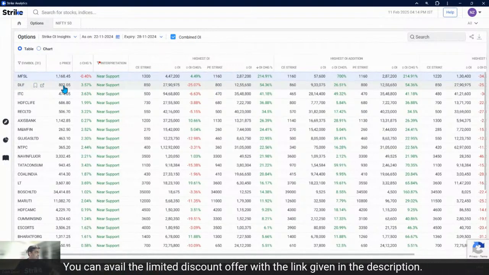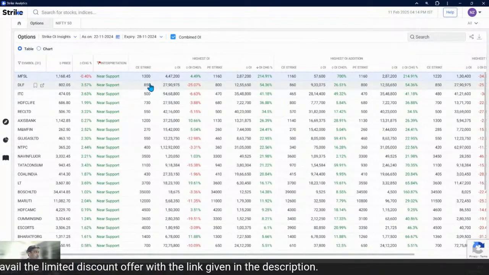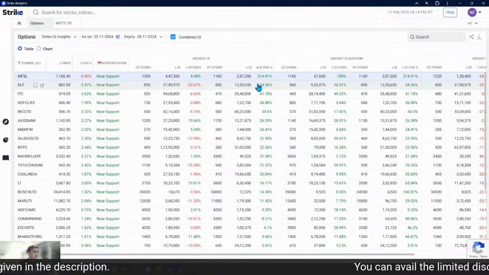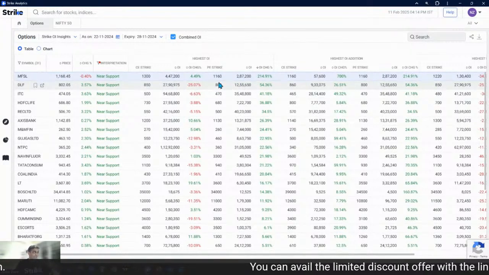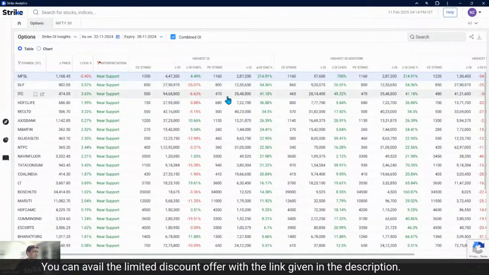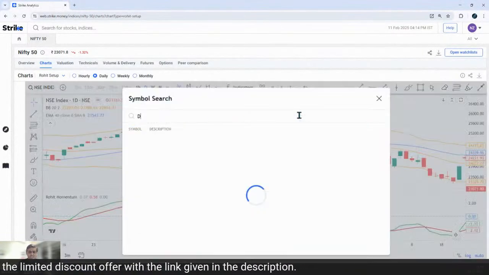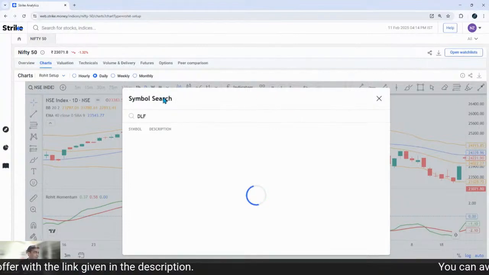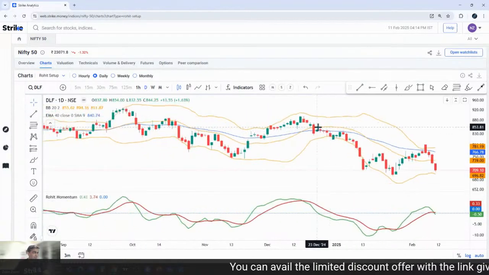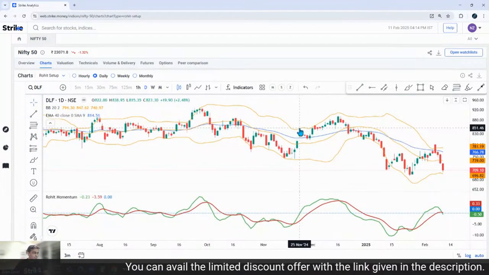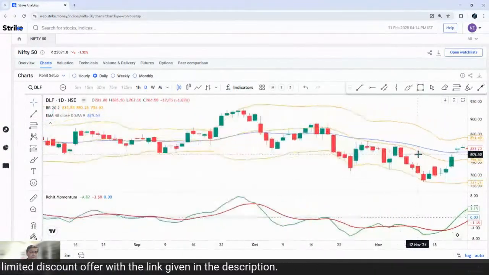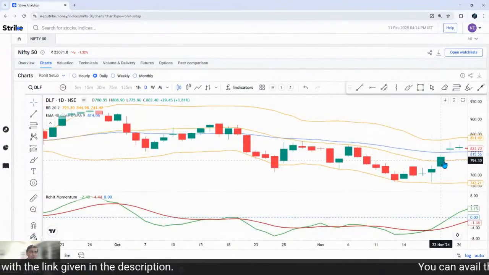DLF market price is 802, call OI 850, and 800 is where a lot of OI has been built up in the put strike, the 800 put strike. All right. So let's have a look at the DLF chart. We will check DLF on 22nd of November. Now 22nd of November is somewhere over here. Yeah, look at this. So this is the day, 22nd of November.